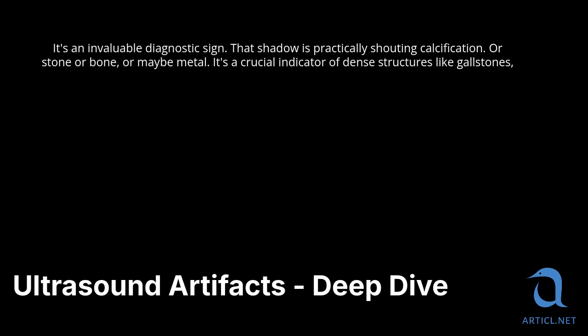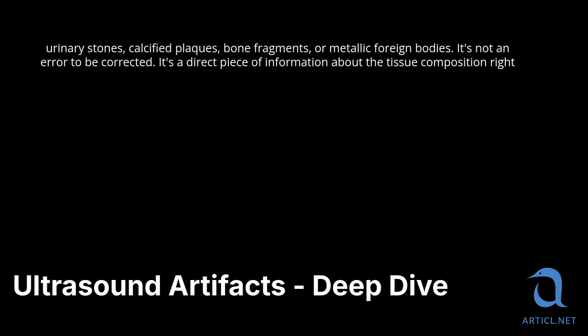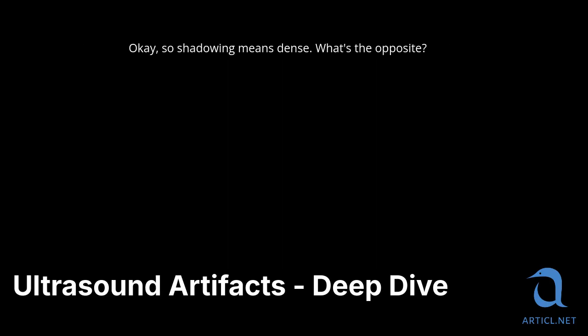What's causing it? It's an invaluable diagnostic sign. That shadow is practically shouting calcification, or stone, or bone, or maybe metal. It's a crucial indicator of dense structures like gallstones, urinary stones, calcified plaques, bone fragments, or metallic foreign bodies. It's not an error to be corrected. It's a direct piece of information about the tissue composition right there on the screen. Okay, so shadowing means dense.